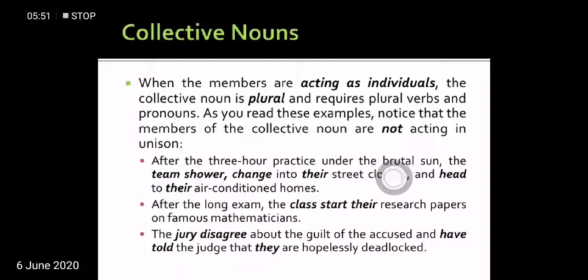Context is also given. After the 3-hour practice under the brutal sun, the team shower, change into their street clothes and head to their air-conditioned homes.